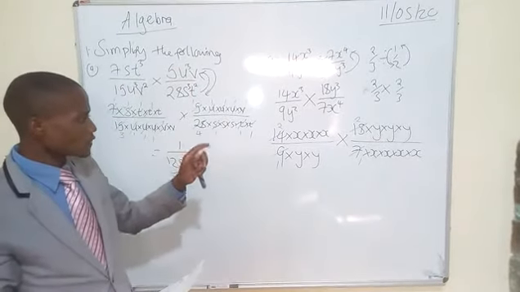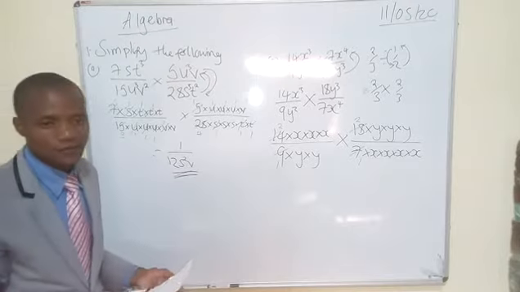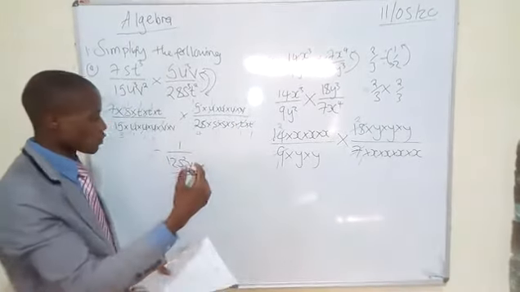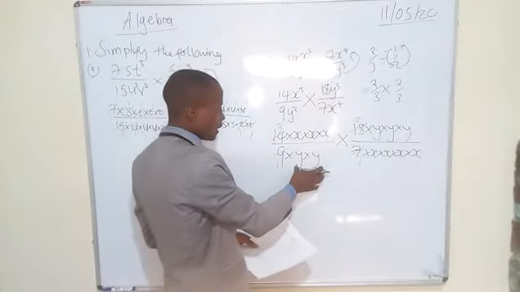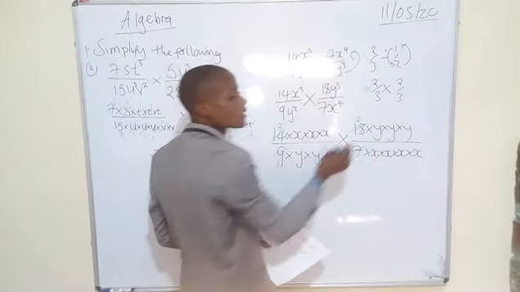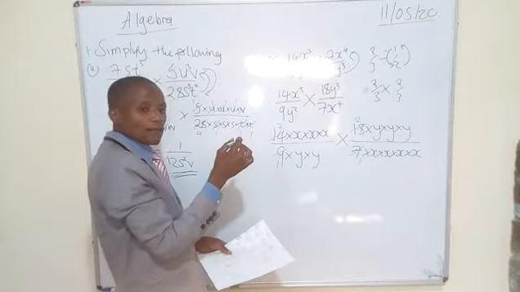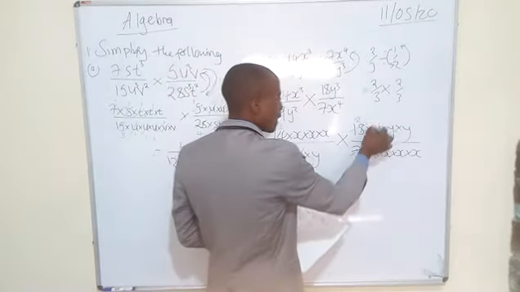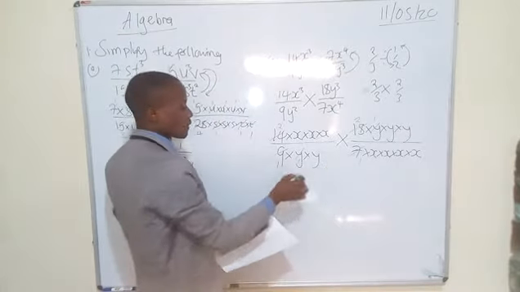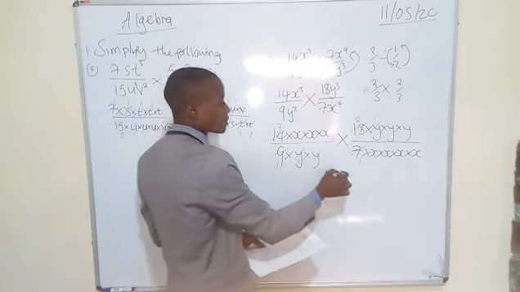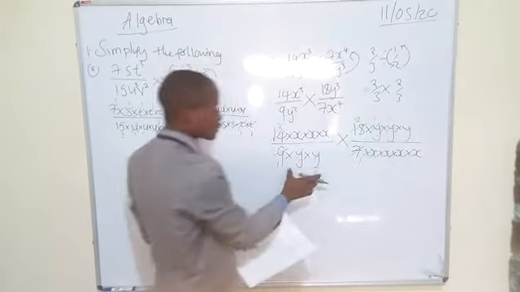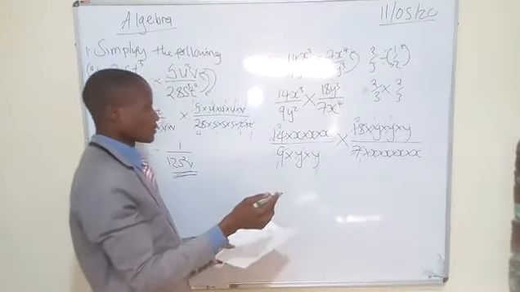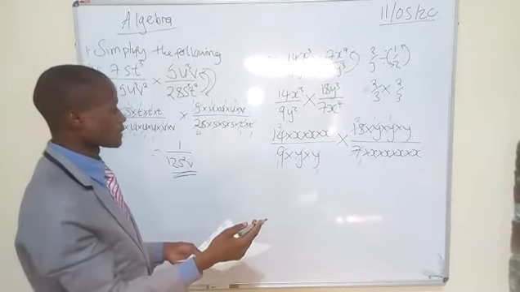Then you start dividing letters. You check what letters are common on top and at the bottom. Here we have the letter y, and on top we also have y. So you cancel one by one: y into y, 1. y into y, 1. y into y, 1. We have cancelled all the y's at the bottom. There's no need to cancel the remaining y. Leave it like that.